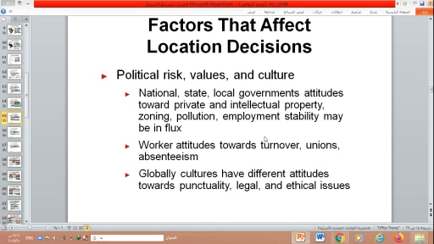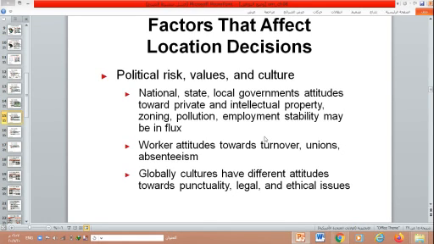Also, the workers' values are another important factor that affects the location decisions. The workers' values may differ from one country to another or from one region to another. Workers' views regarding turnover, unions, and absenteeism are all relevant factors we want to take into consideration. Those values may affect the company's decision whether to make offers to current workers if the firm relocates to a new location. Also, culture is considered an important factor in a location decision.